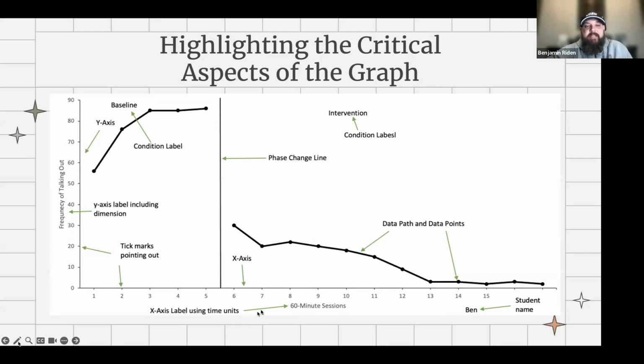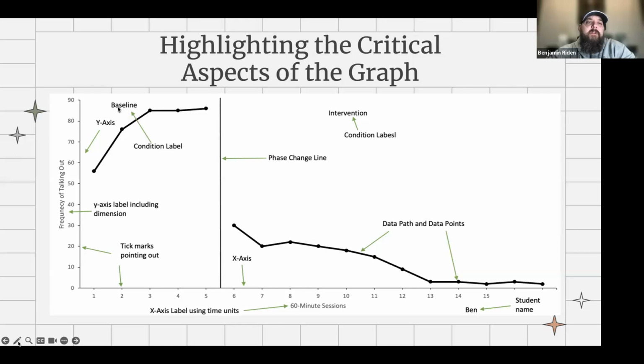We have our x-axis and label, right? So we have a 60-minute session. As you noticed, I've said we need to have a qualifier if we use the term sessions. We want to include the student's name, so I used my name here. We need to have tick marks, and the tick marks need to be facing out. We don't want those tick marks facing into the graph or crossing over the line, because it's just more stuff on the chart or on the panels that can get in the way of our visual analysis.